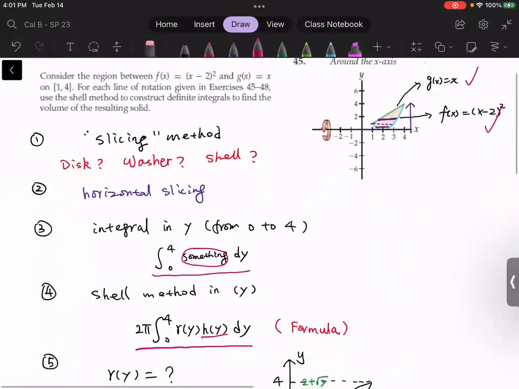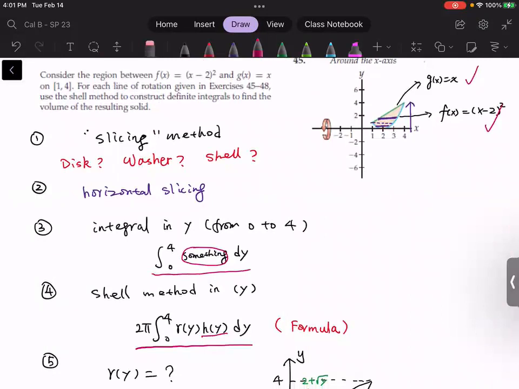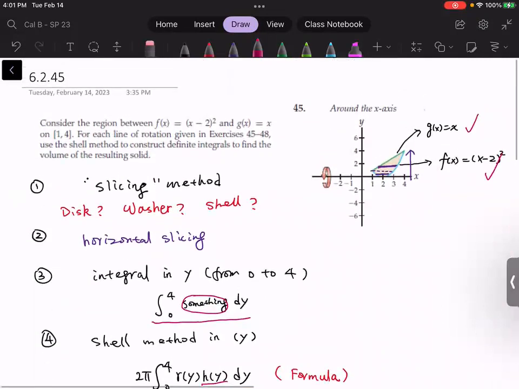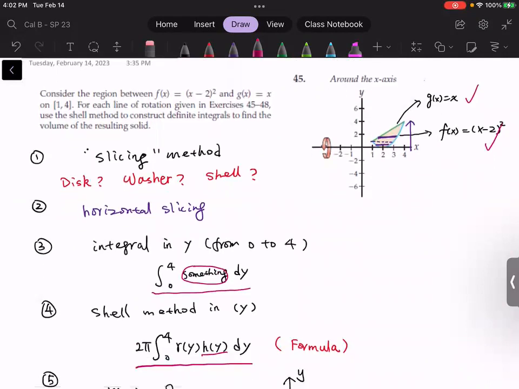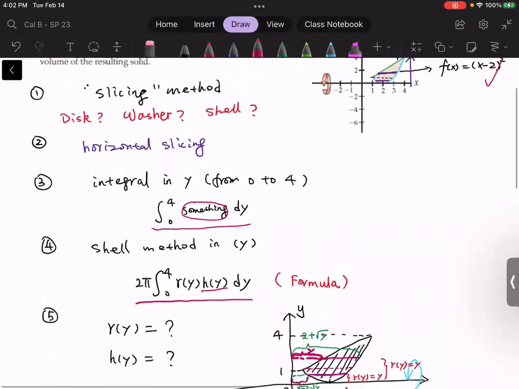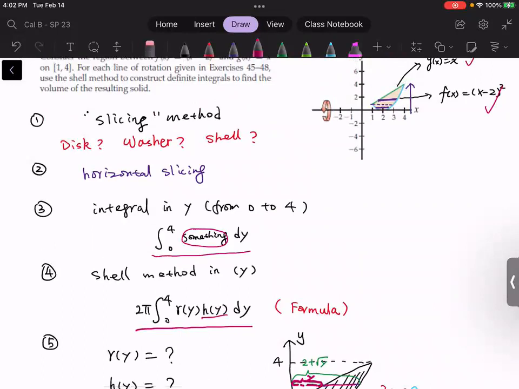Now, I would like to give you a summary. To deal with a problem like this, usually we will utilize the slicing approach. And there are two possibilities, horizontal or vertical. If we consider horizontal slicing, we draw one or two horizontal bars there and indicate the arrow to see the direction we are slicing, from bottom to top. So it will be an integral in y. Next, we need to figure out the particular shape when we rotate this horizontal bar, and we see a shell. Now we write down the shell method formula.